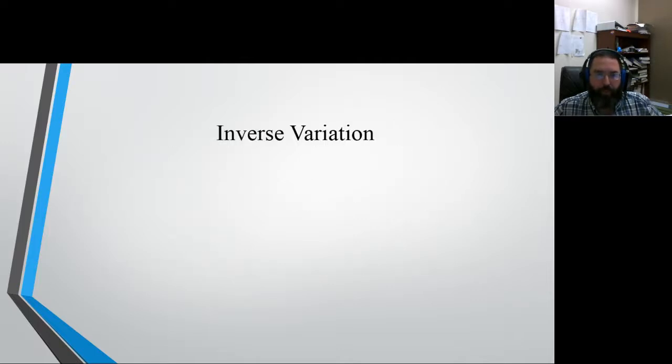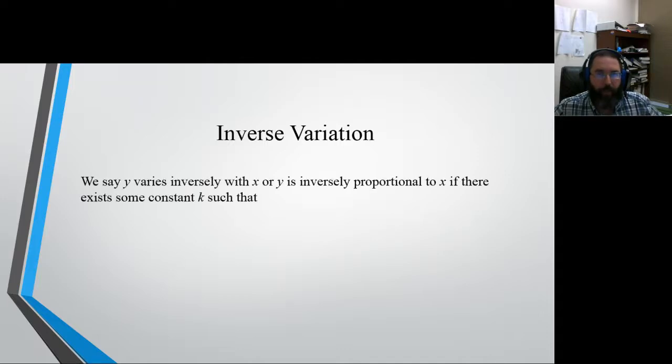Another type of variation is inverse variation. We say y varies inversely with x, or y is inversely proportional to x, if there exists some constant k such that y is equal to k over x. So instead of being multiplied, we're now dealing with a division.